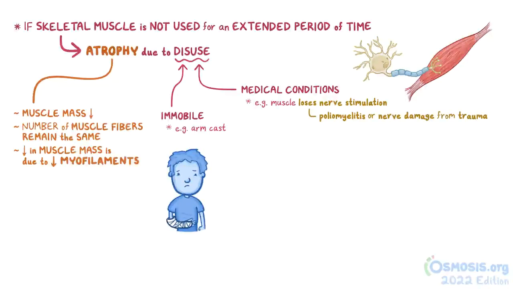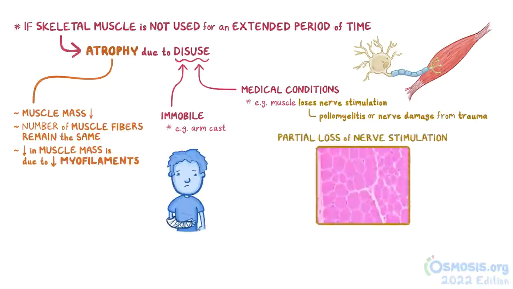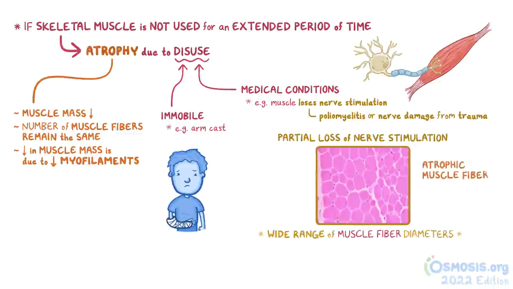This cross-section of skeletal muscle is from an individual that had partial loss of nerve stimulation to his muscles. This resulted in atrophy of only some muscle fibers, leading to an abnormally wide range of muscle fiber diameters. The atrophic muscle fibers can be identified in this image by their smaller diameter when compared to the larger and unaffected neighboring muscle fibers.